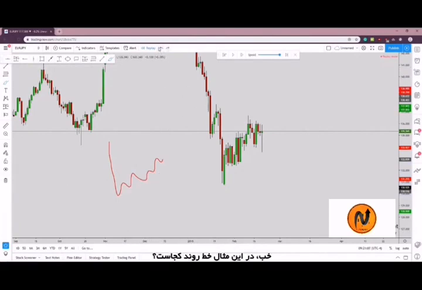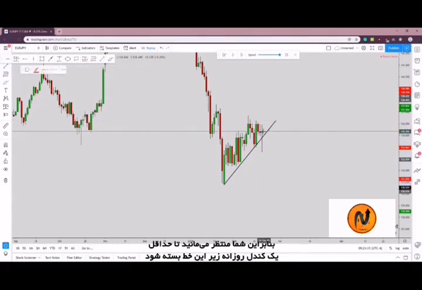So where is the trend line in this case? Very simple. This is how the trend line is basically holding the market. So we are waiting for at least one daily candle to break below this trend line, and then we will go on the 4 hours to take the entry. It's always the same. With a counter trend line, you wait for the market to break it.